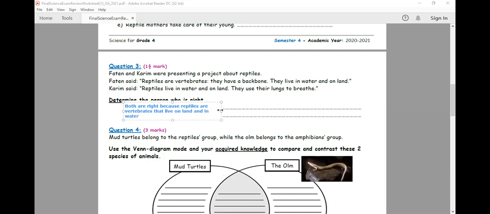And how do they breathe? They breathe by their lungs, with lungs, like Karim said.